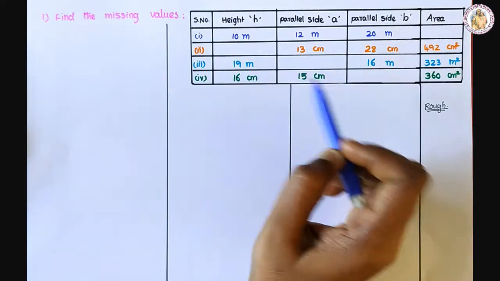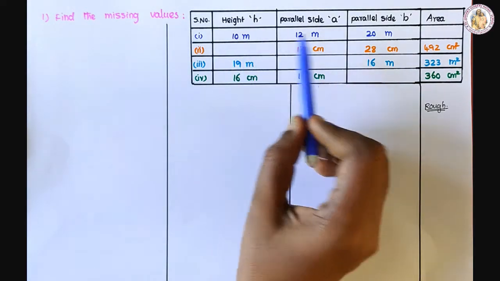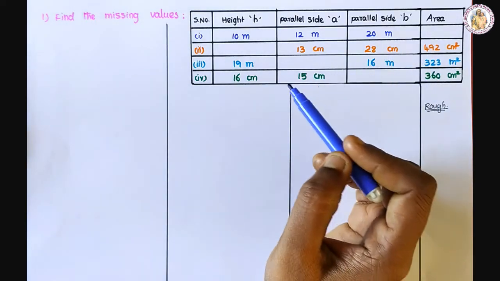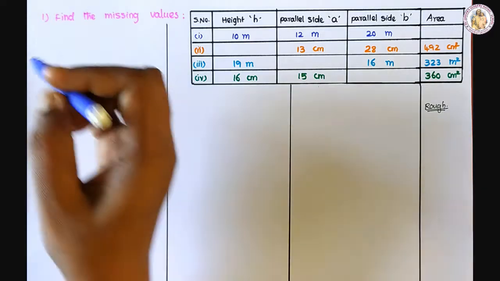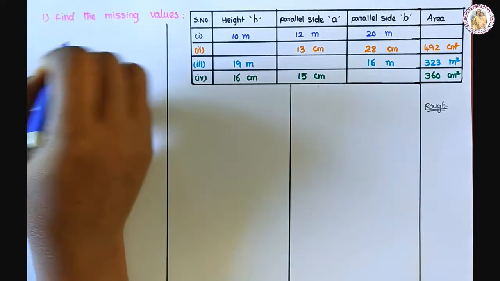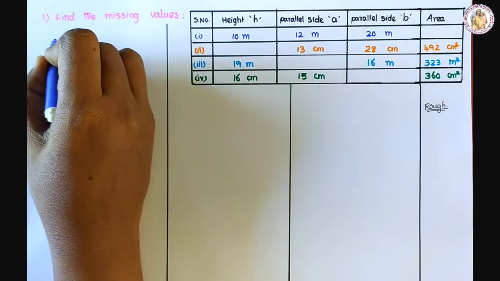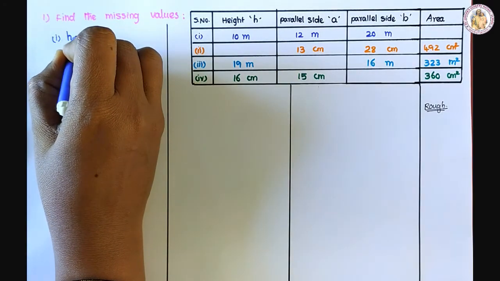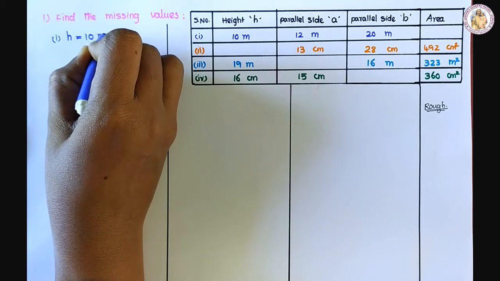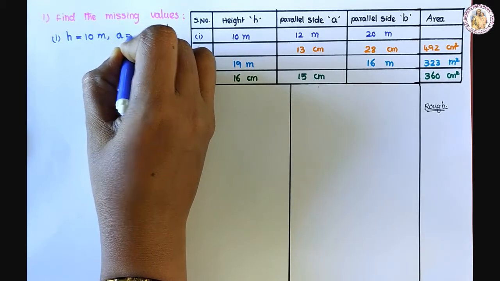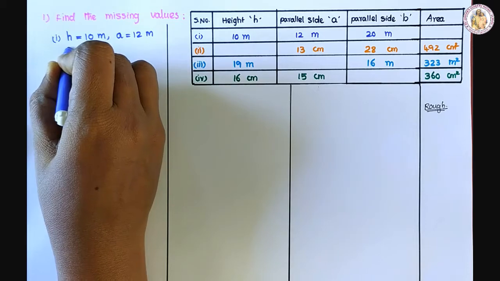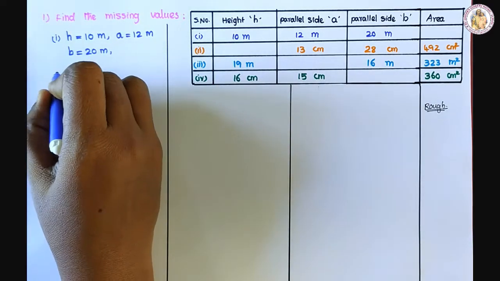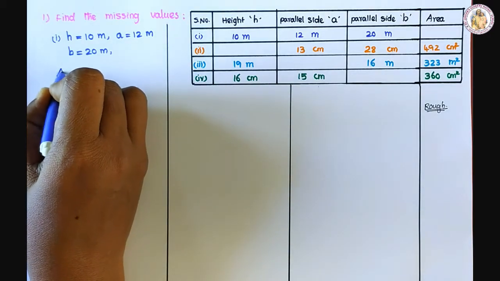First question, find the missing values. They have given a tabular column with height, parallel sides a and b, and area. We have to find the missing one. Listen, first one, write down what they have given: h equals 10 meter, a equals 12 meter and b equals 20 meter. We have to find the area.